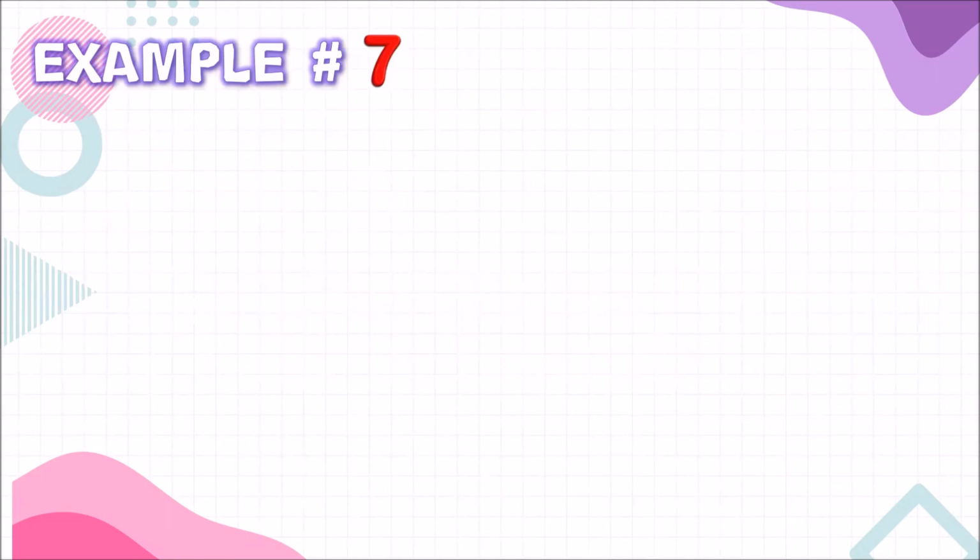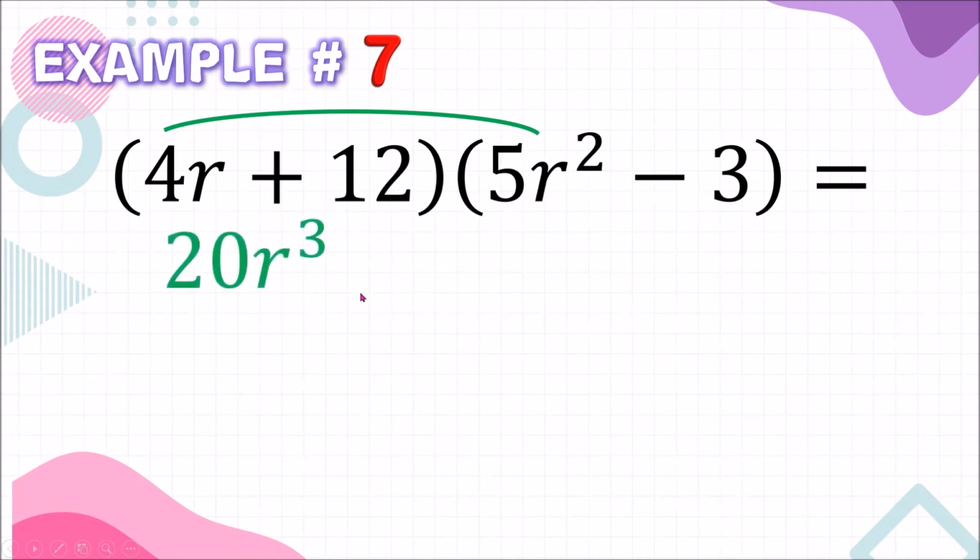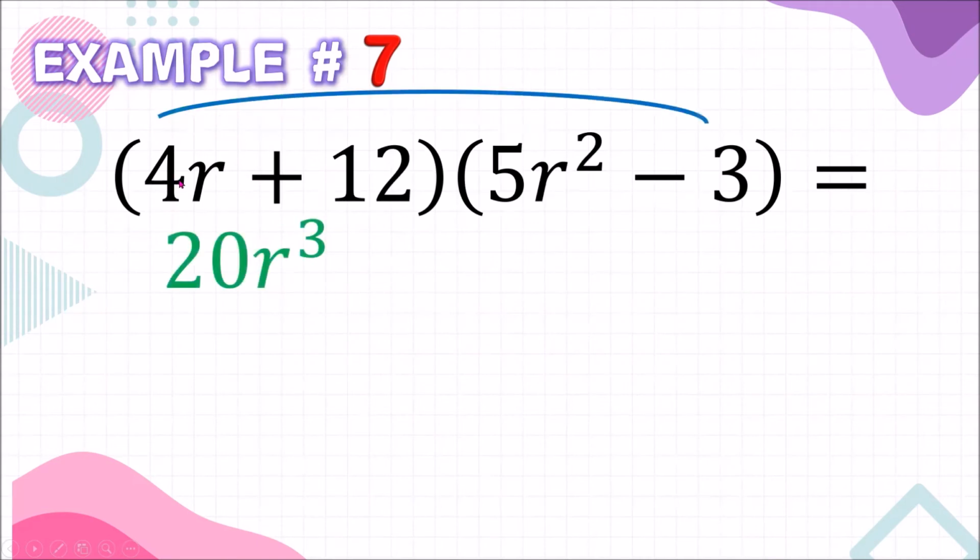Okay, example number 7, we have the quantity 4r plus 12 times the quantity 5r squared minus 3. So we have here a binomial times a binomial, so we can use the FOIL method. So we have here the first term, 4r times 5r squared. So 4 times 5, we have 20, and then r times r squared, we have here r cubed, 20r cubed. And then the outer term, 4r times 3, we have here negative 12r, because positive times negative is negative.